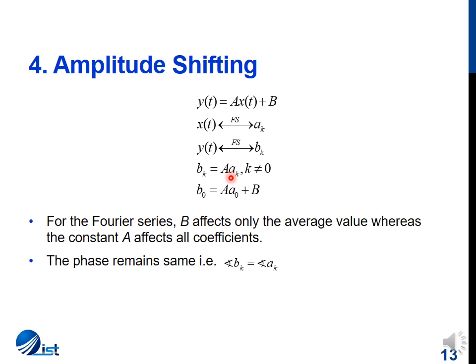So what about the phase? The phase of the Fourier series remains unaltered, because this is something which is only shifting the magnitude of the values. So the phase b of k is equal to the phase a of k.